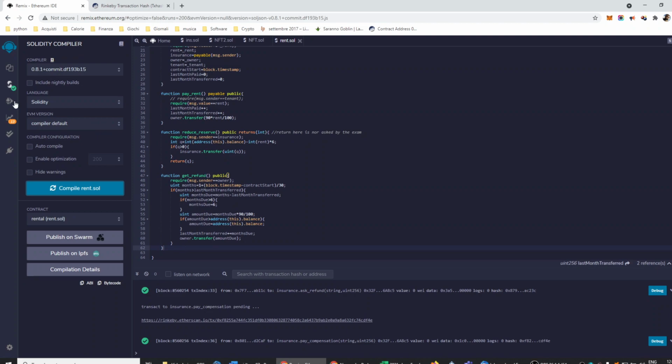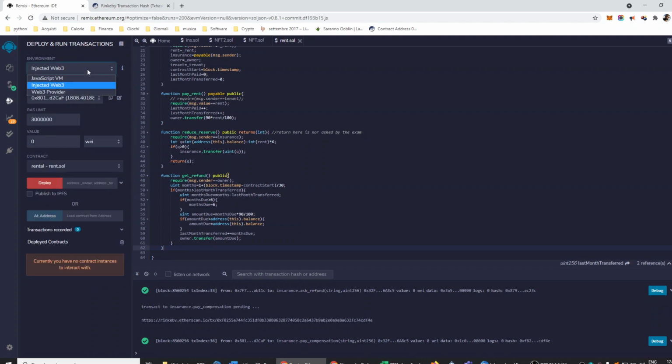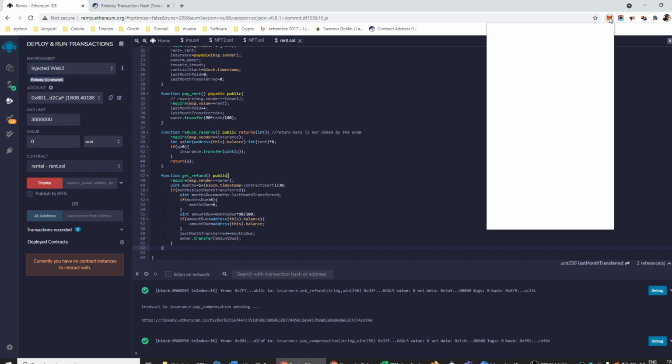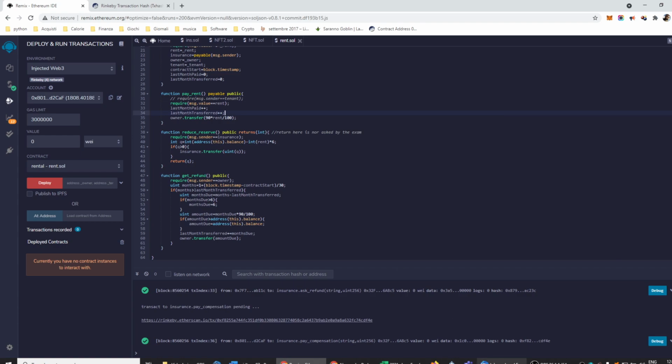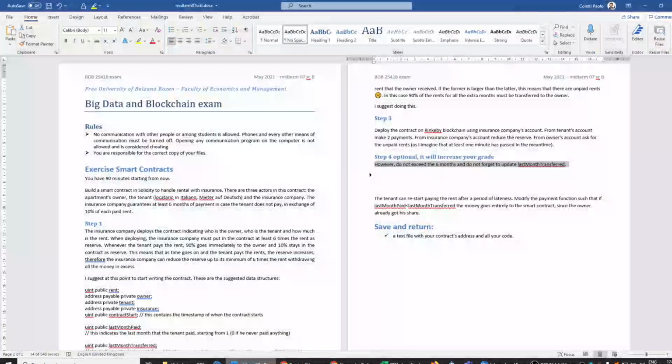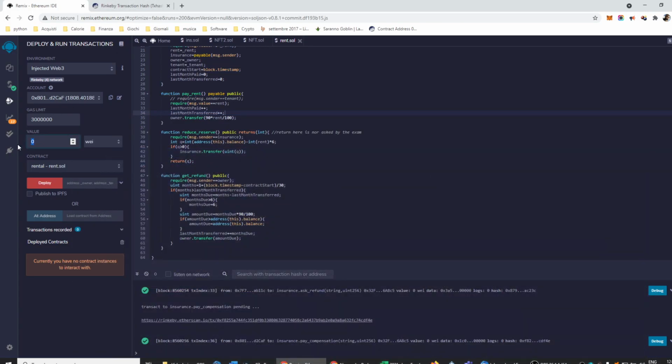Yeah, compile. Okay, you should test it on JavaScript. I am on injected web3. Let me see which account I am on. Account 1, fine. I am the insurance company. Let's see what we have to do. Deploy. Oh, I have to do a lot. So, I'm insurance company. I have to deploy it.